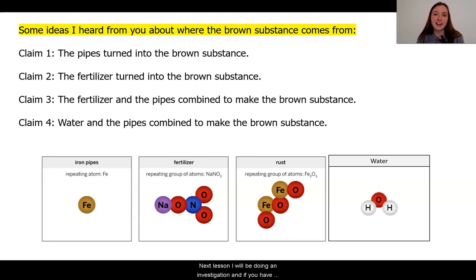In our next lesson, I will be doing an investigation. And if you have these materials at home, you might be able to follow along with me. So something that you might want to see if you have in your kitchen would be vinegar, baking soda, and salt. These are some things that I am going to be using in my investigation, and if you have them ready for next time, maybe you will be able to do it along with me at home as well.